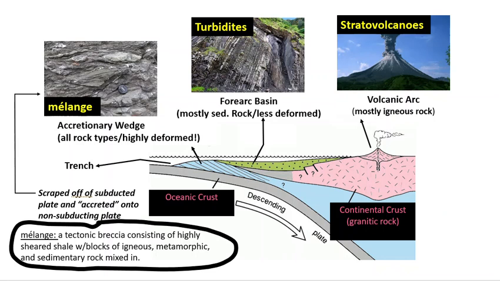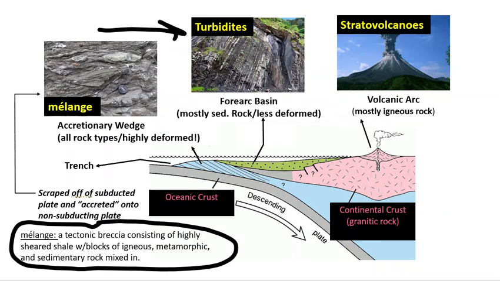highly deformed as they're scraped off the downgoing subducting plate and accreted, that is, plastered onto the edge of the non-subducting continental plate. So again, we find all three rock types within the accretionary wedge: igneous rocks, sedimentary rocks, and even metamorphic rocks. And they're highly mixed together and deformed into this variable material, this mixture of many different rocks called mélange.